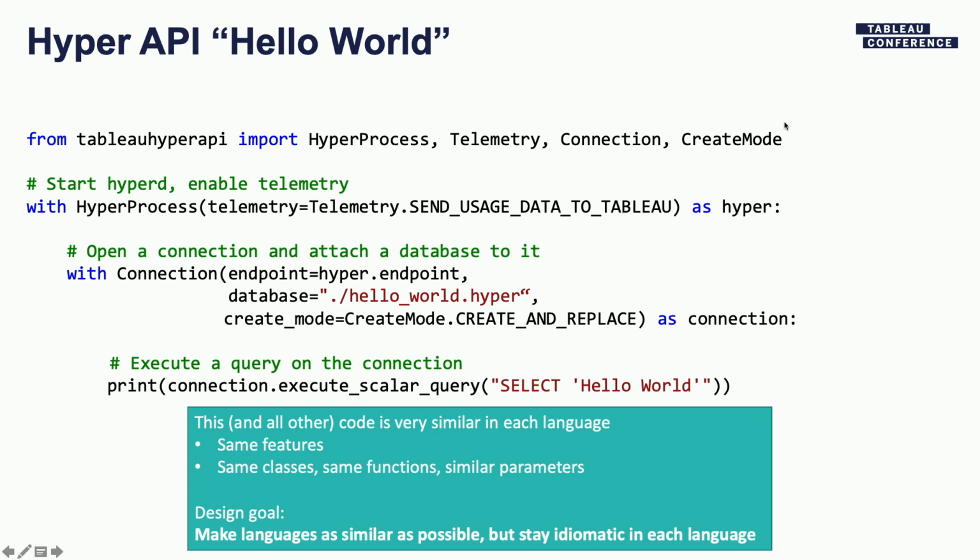However, we also tried to stay idiomatic, right? Because in different languages, there are different idioms for how nice code looks, and we also tried to be like that. So we just didn't auto-generate all languages so that it all feels like Python, even though it's C++. No, we tried to make it feel natural to each language.